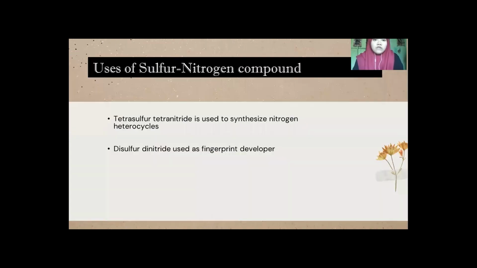Okay, the uses of sulfur nitrogen compounds. Tetrasulfur tetranitride can be used to synthesize nitrogen heterocycles, while disulfur dinitride can be used as a fingerprint developer. That's all. Thank you.